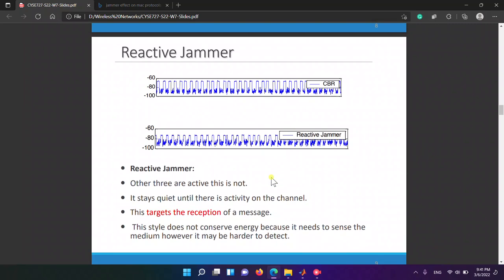Then a reactive jammer. This reactive jammer is the most dangerous kind, you can think of it that way, because the other three are active, this is not. So it's considered not active, it's considered reactive. The reason for this is that it stays quiet until there is activity on the channel. Okay, so this is why it's really annoying. It will keep the medium available. So a packet will be sent, but as soon as the packet is sent, right away it works. It's kind of annoying.